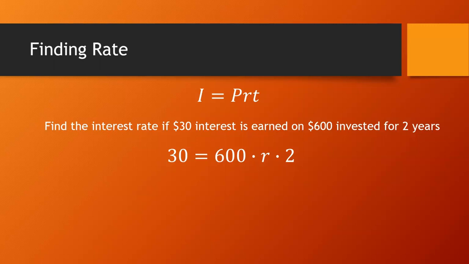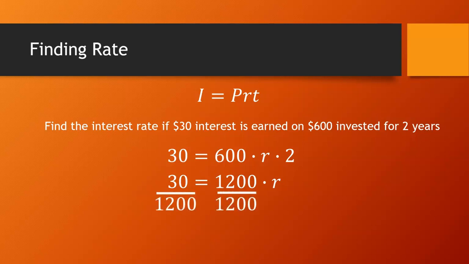We want to solve for R, so we'll multiply the 600 times the 2 on the right side of the equation. And then, to isolate the R, we'll divide both sides by the 1200. 30 divided by 1200 is 0.025, which, written as a percent, because we're looking for an interest rate, is 2.5%.